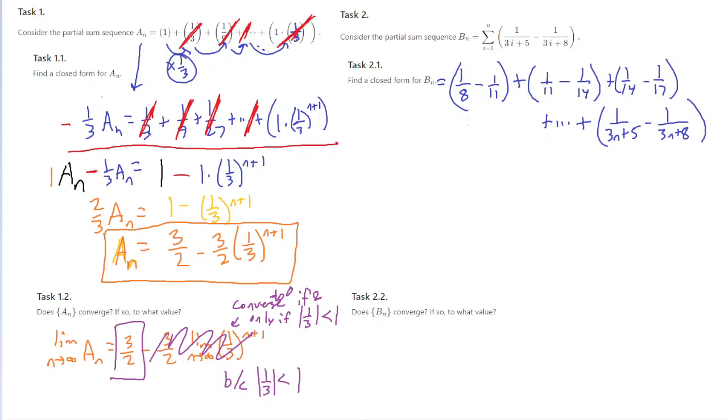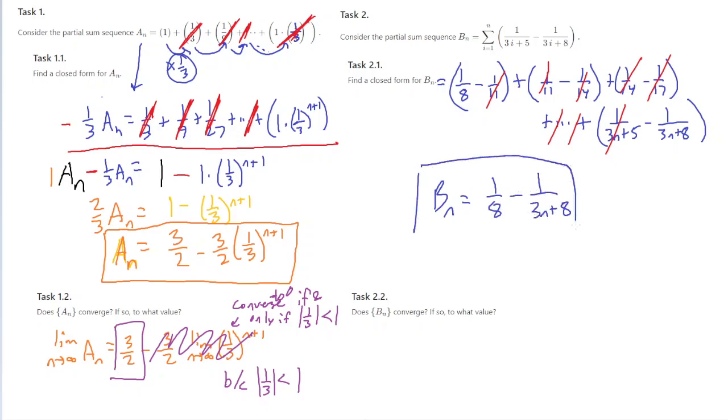So if I do that, then just like over here, I get canceling, but I don't have to do anything like combining two different sequences. It's just the b_n itself. When I add out the sigma notation, I see it happen right in front of my face. The 11ths cancel, the 14ths cancel, this 17th would cancel with the next thing here, and likewise the second to last thing here would cancel with the last thing in the dot dot dots. The only thing left for my b_n is 1/8 minus 1 over 3n plus 8. And that is my closed form for b_n.